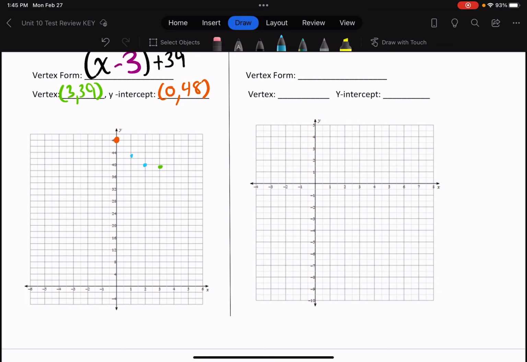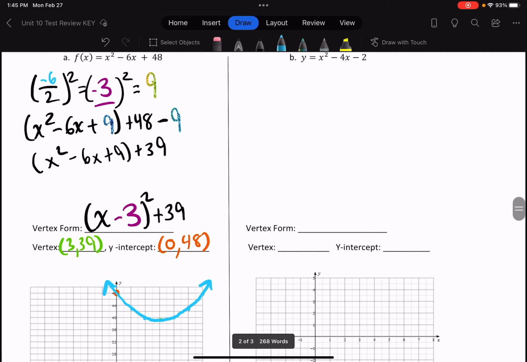And that's going to come back. So when x is 4, y is 40. And then when x is at 5, y is 43. And we can even look at when x is 6, y is going to be that 48. So this is a wider parabola, but that's okay. It's still a parabola, so we're good. Let's look at the next function.